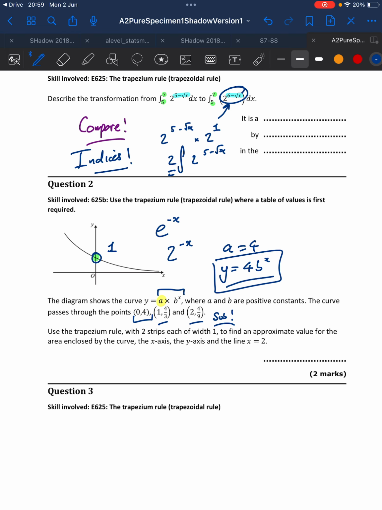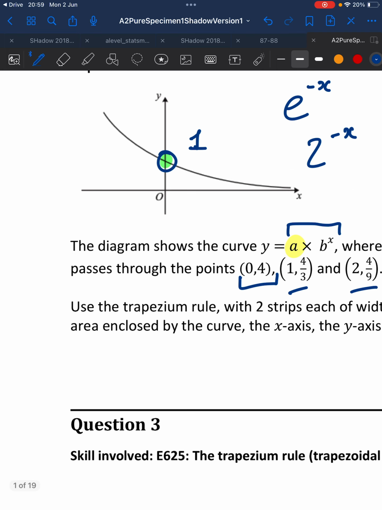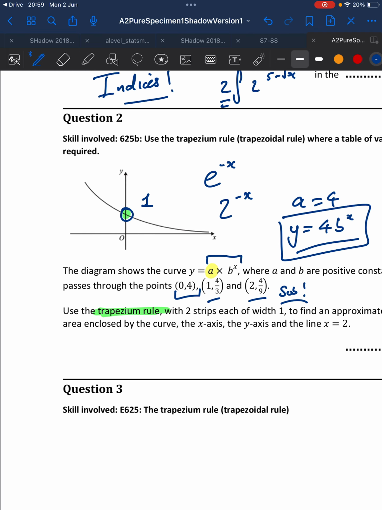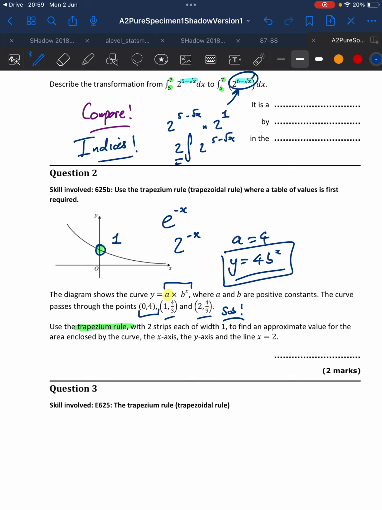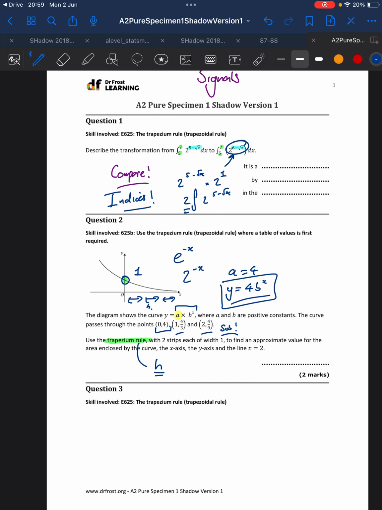Now, it's actually about the trapezium rule, but I suppose the idea is you need to know what the equation is before you use the trapezium rule. Do not forget that the trapezium rule is in the formula booklet. It's in the formula booklet. The only thing you've got to be really careful about is making sure that you set h as the correct value. H in the trapezium rule talks about this distance here. It needs to be the same for each of them.